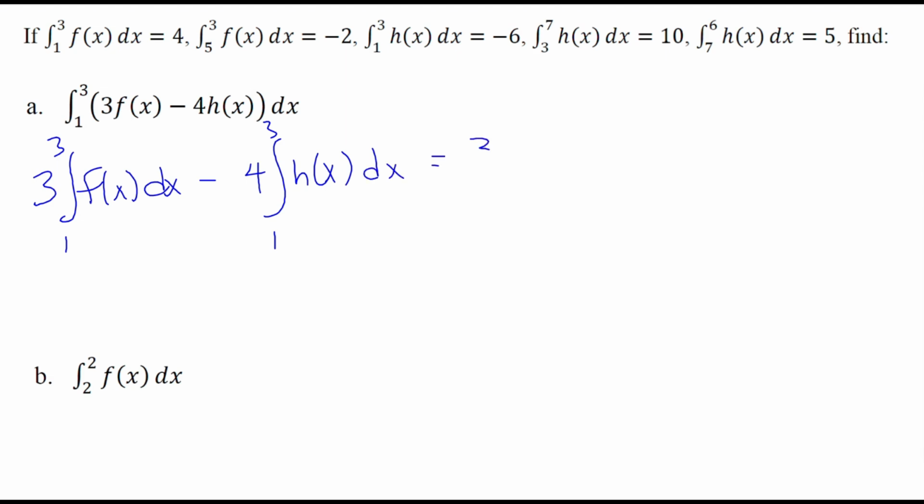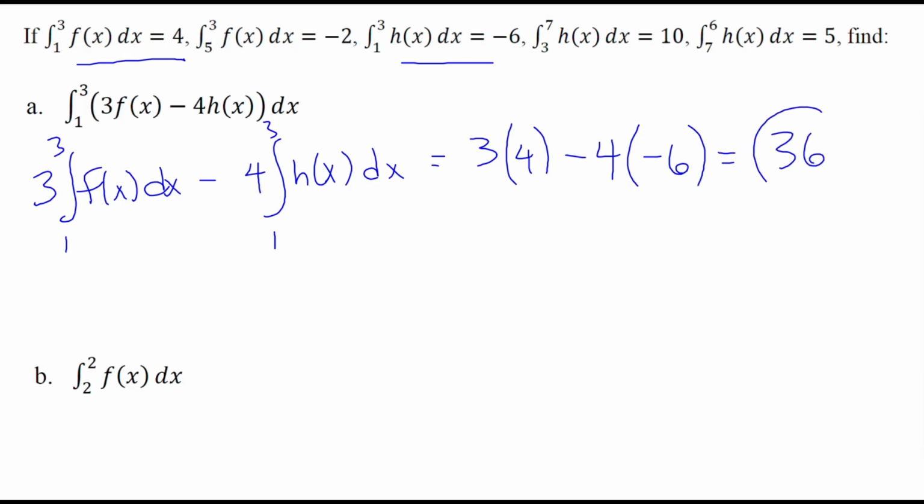Well, 3 is just 3, and the integral from 1 to 3 of f is 4. So we'll start off with 3 times 4, and then we'll subtract from that 4 times the integral from 1 to 3 of h, which is negative 6. So we've got 12 plus 24, which is just 36.